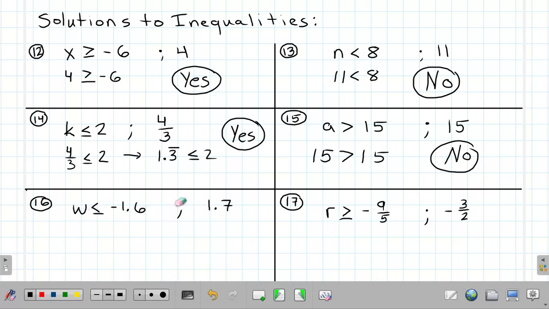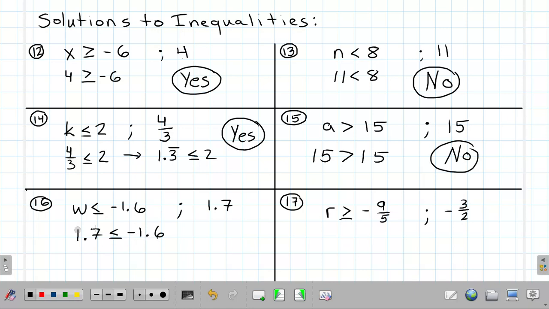And then the last two, number 16, got some decimals here. So we want to know, is 1.7 less than or equal to negative 1.6? And if you know something about inequalities, and it's something I mentioned a little bit earlier, this one's actually really super easy to answer. You don't even have to check the decimal places. Because if you look, 1.7 is a positive number. Negative 1.6 is a negative number. And something we know about positive and negative numbers is every positive number is bigger than every negative number.